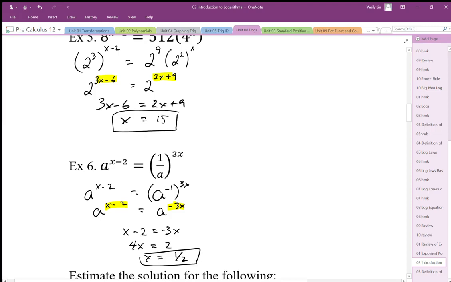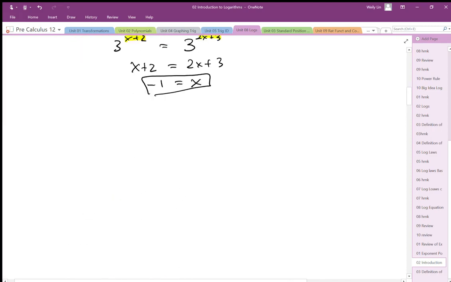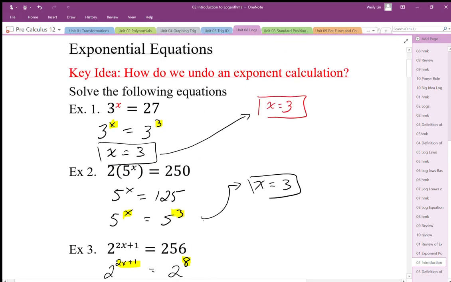There we have a way we can undo these exponents without necessarily guessing. We kind of guessed up here. Okay, we did these easier ones by guessing, but when we couldn't guess, we can use this strategy of making the bases the same and trying to equate the exponents.